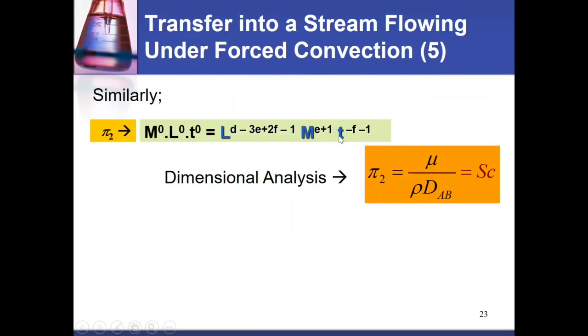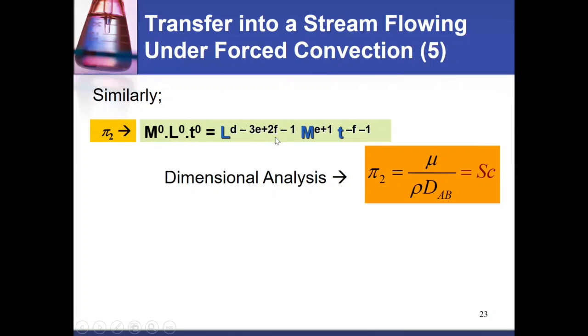Power of M is 0, so that means E is minus 1. This one also, the power should be 0, so that means F is minus 1. And when you solve for this, this will be minus 1, and this will be minus 2 times minus 1.